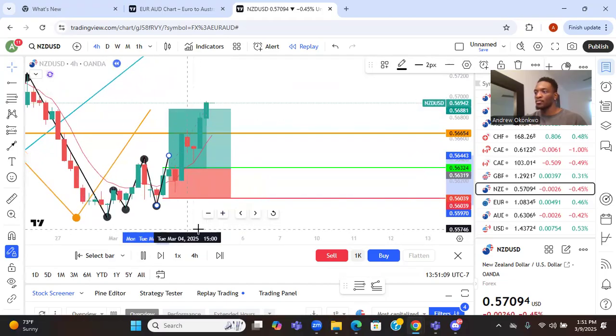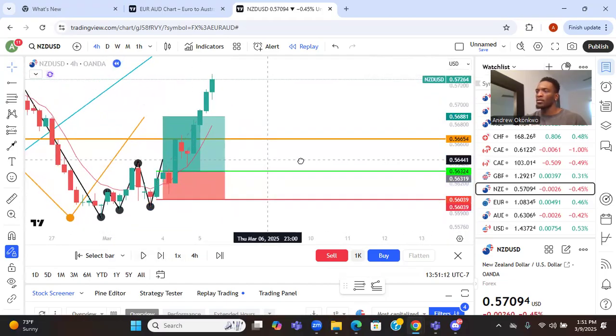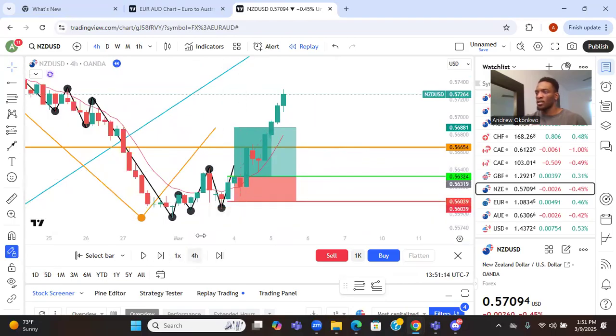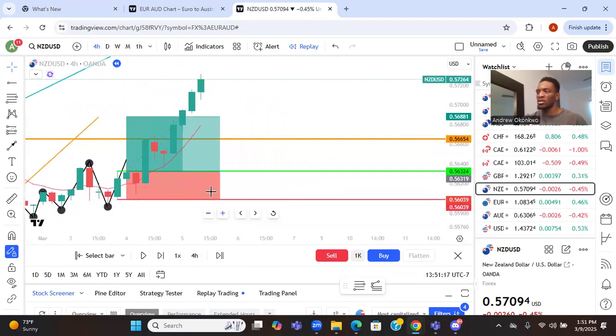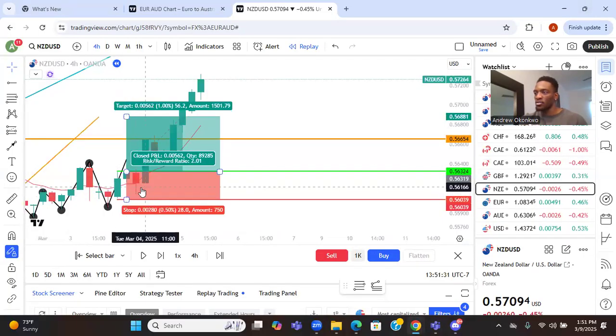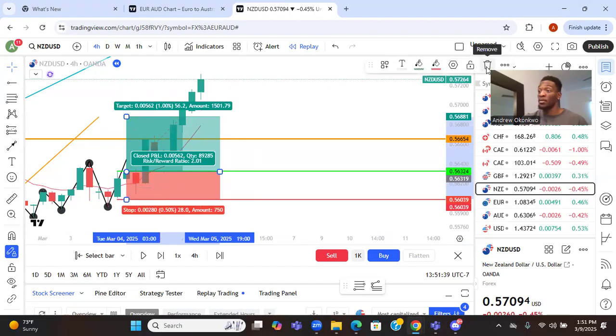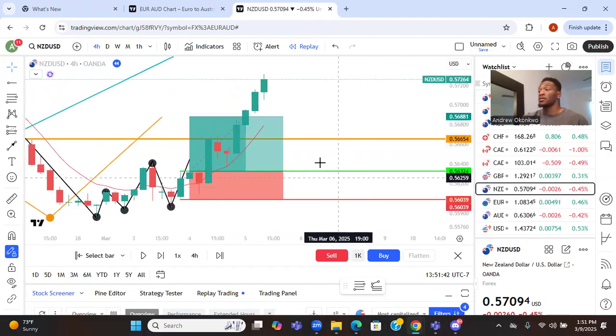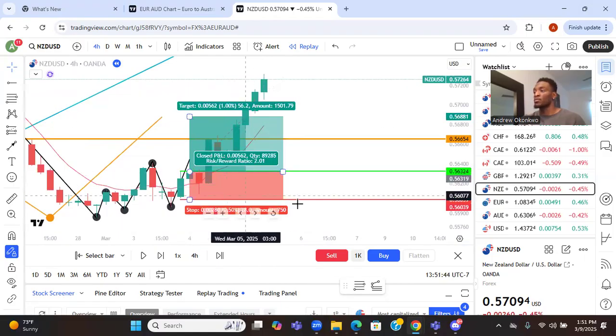Hold on, now I'm confused a little bit because this played out exactly how we wanted to. Oh, wait. What was our stop loss? Okay. Yeah, I think it was 0.56204. Okay. I mean, to be honest, it actually played out exactly how we're supposed to do it.